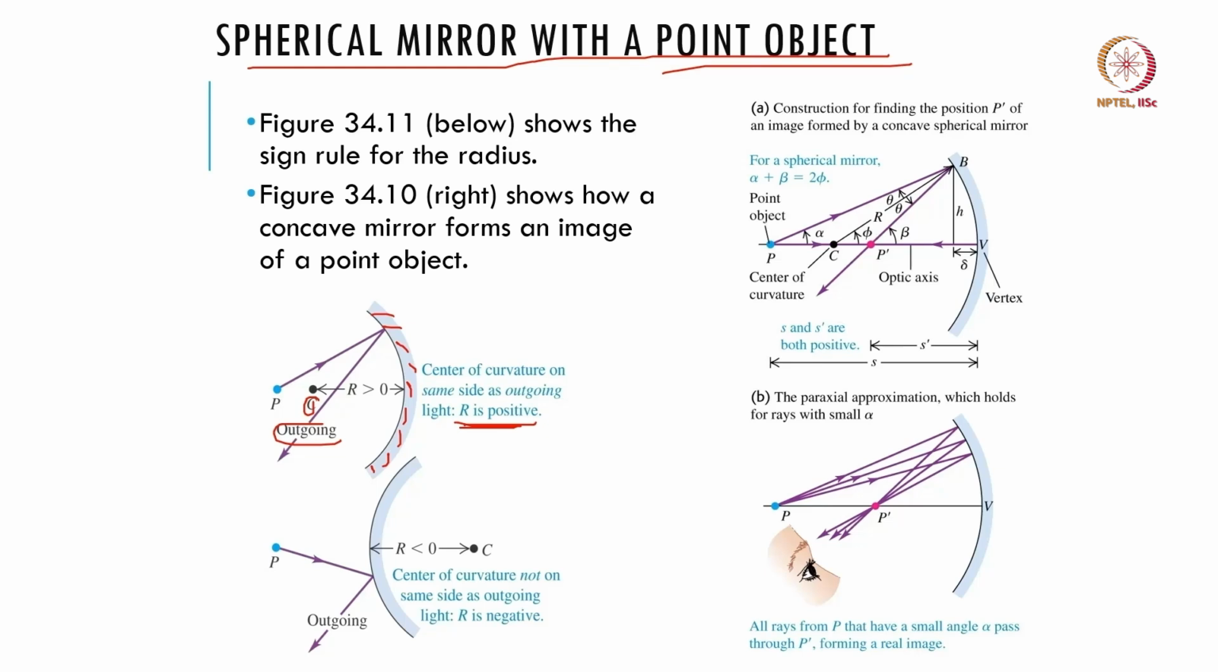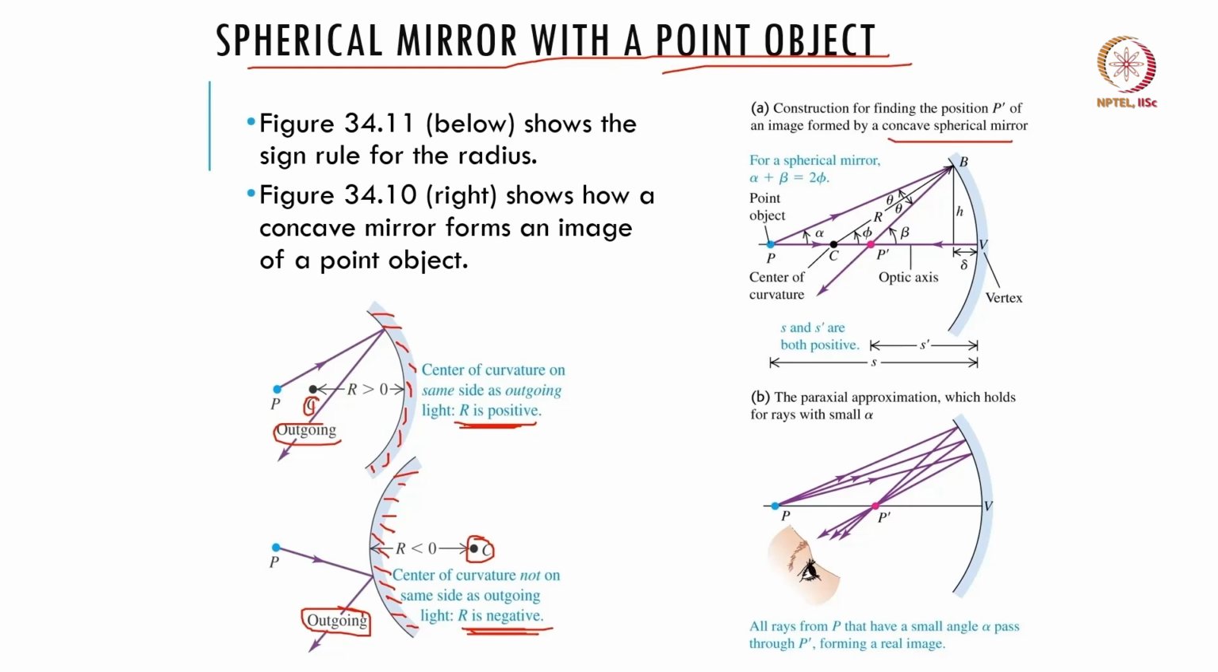Whereas, if the reflective coating is on the outside of the spherical mirror, that means the outgoing light ray and the center of curvature are on either side of the mirror, then the radius r is considered negative. Here r is the radius of curvature. Now, let's see how an image is formed for a point object with respect to a concave spherical mirror.